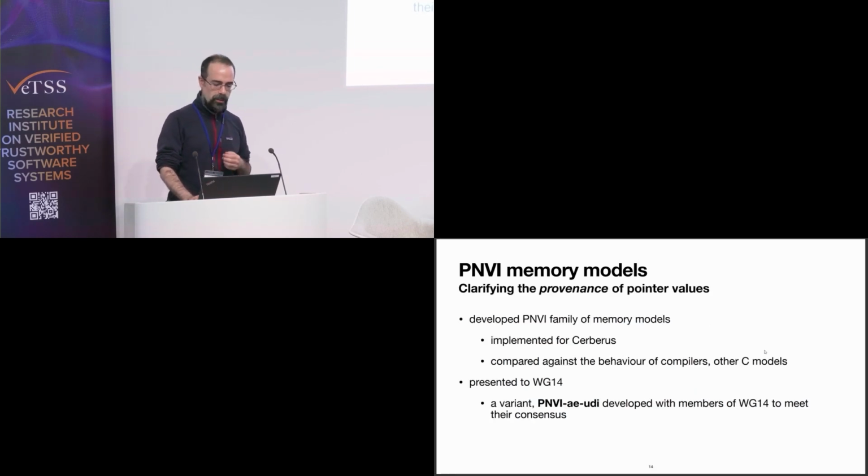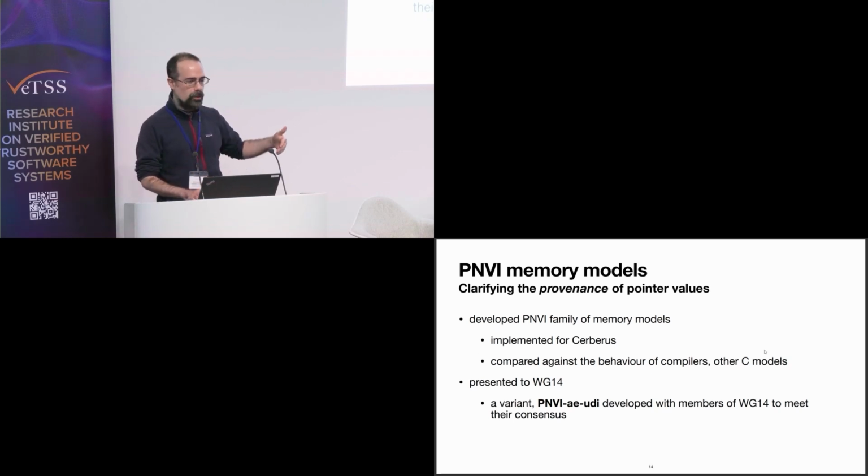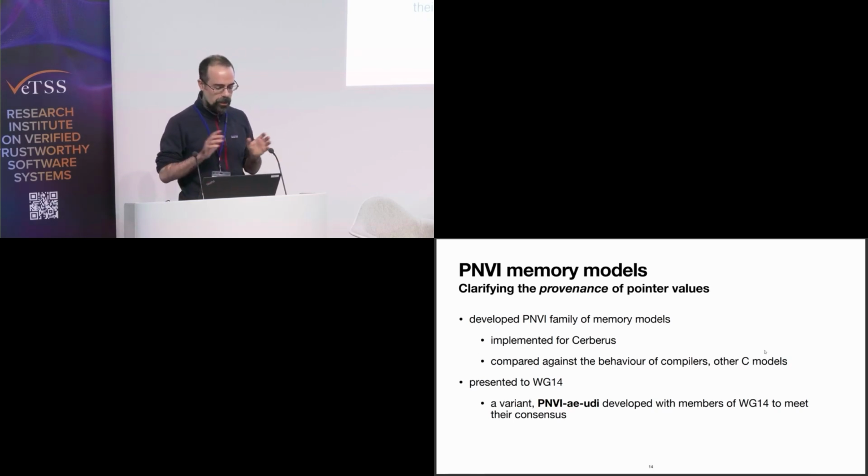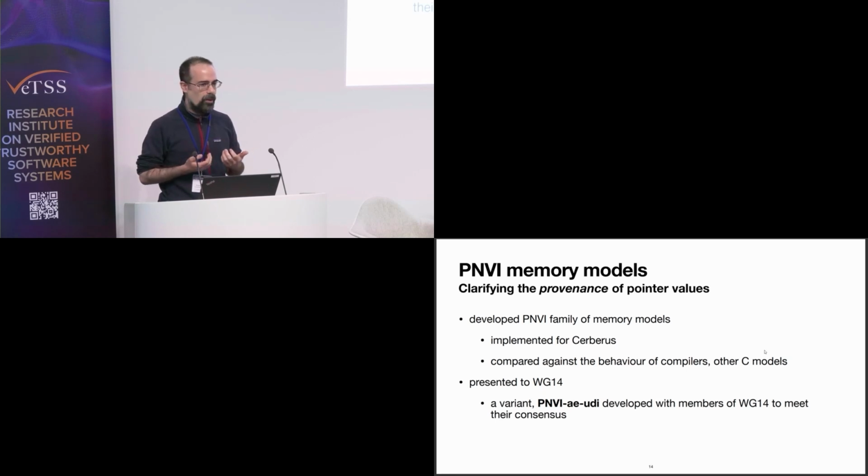So as part of my thesis, I started formalizing a family of memory models called the PNVI memory models, where we try to find a characterization for this provenance. And it was implemented as part of Cerberus to be able to compare various refinements of this model against compilers to try to find a sweet spot, because you can't really have one perfect memory model, because compilers have incompatible understandings of what provenance is, either between one another or even within their own pipeline.